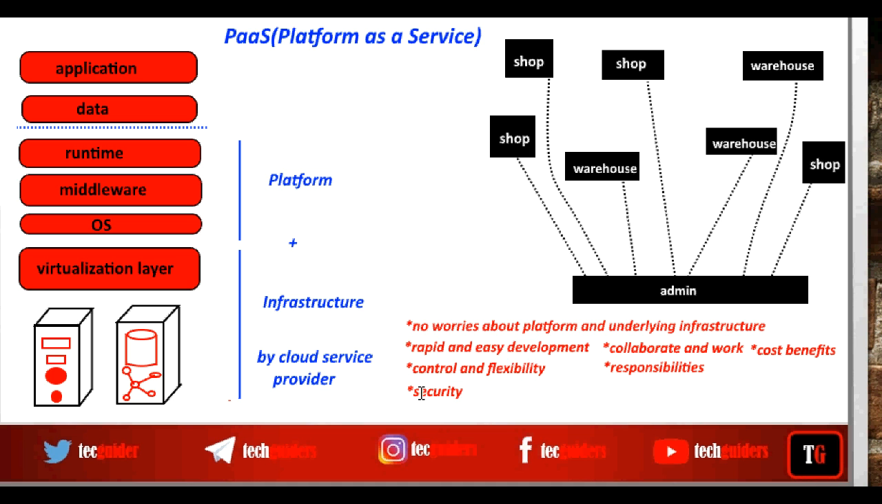And similar to infrastructure as a service, here also there are security concerns. Then vendor lock-in can be an issue. Suppose we build our application on one service provider's platform. On the way, suppose we need to switch to another service provider's platform. It can be difficult. Thus, vendor lock-in can be an issue. An example of a leading PaaS service provider is Google App Engine.